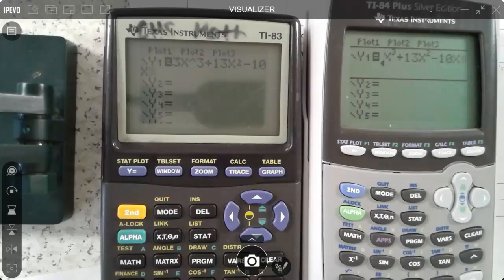You press enter. You can hit the graph. Second button, and then trace, and then 2, 0, and then do.